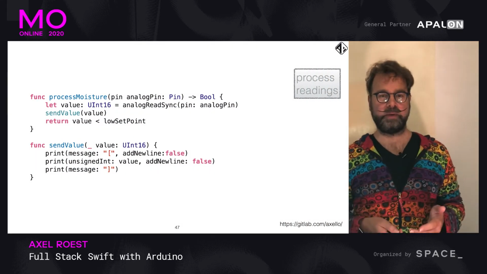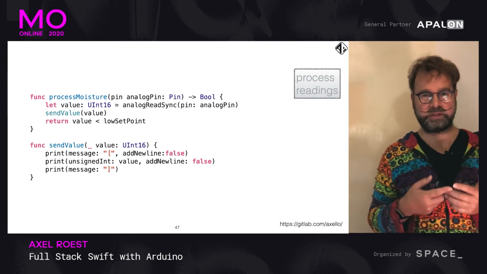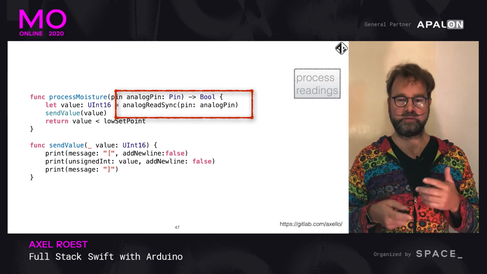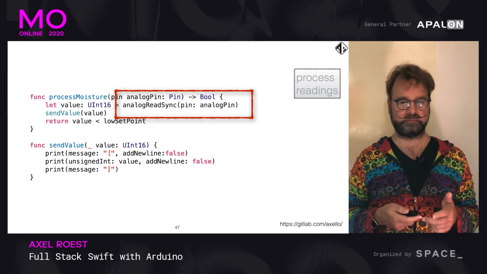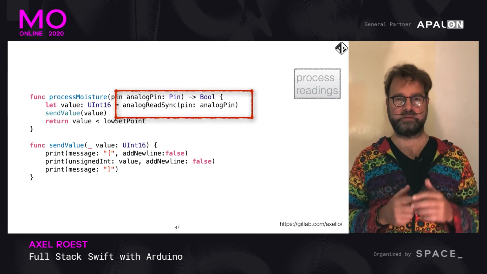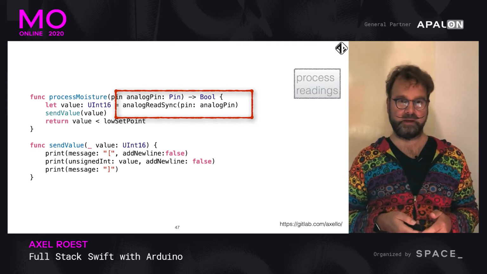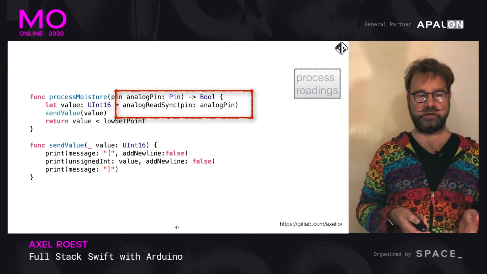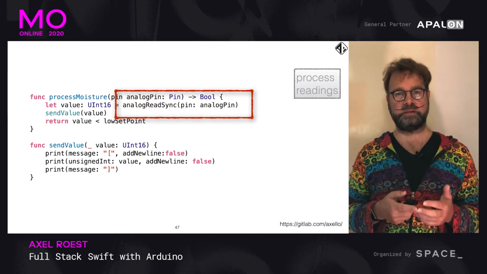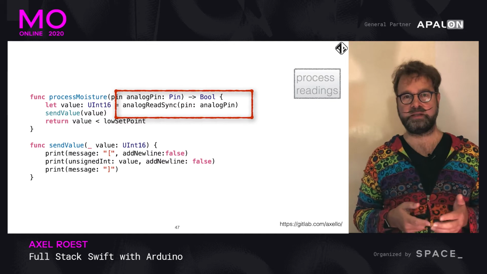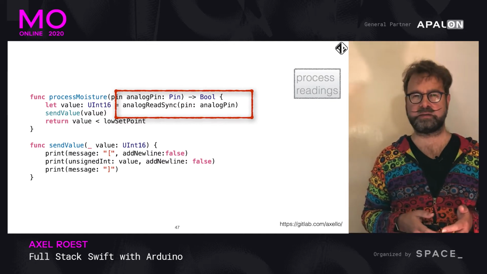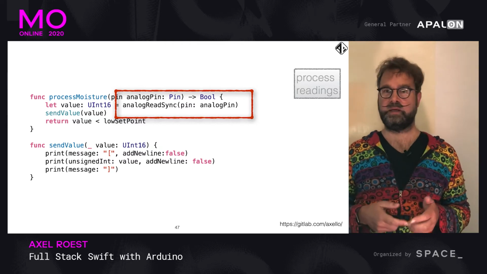So then in the main loop, we measure the moisture and send the value over the serial port. You see in send value that I have the square brackets around the value that I'm sending. Now you also see analog read sync. Now you have to know that reading an analog value can take up to 100 microseconds on your embedded device. So 100 microseconds, you can do a lot of things if you want to.